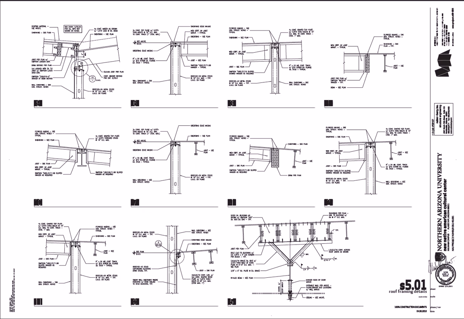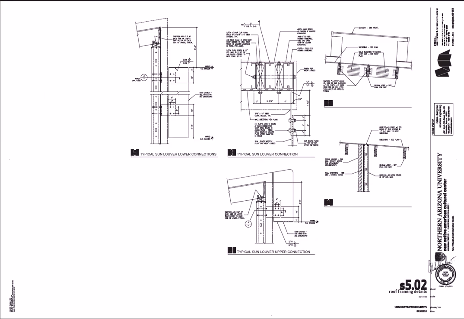So these are all details, and each one of these details will be called out somewhere in plan. So for instance, I'm right now on sheet S501, and this detail right here is detail number 9. So somewhere in the drawings there's going to be a call out for detail 9 on S501. The last one here, a few more roof framing details. So it looks like it's not too complicated.